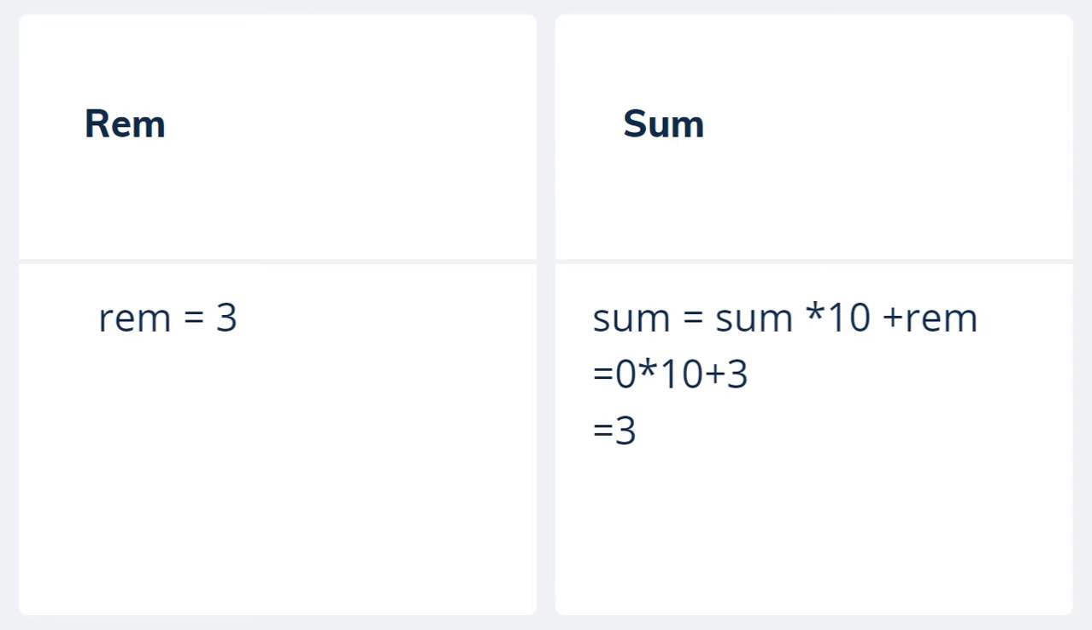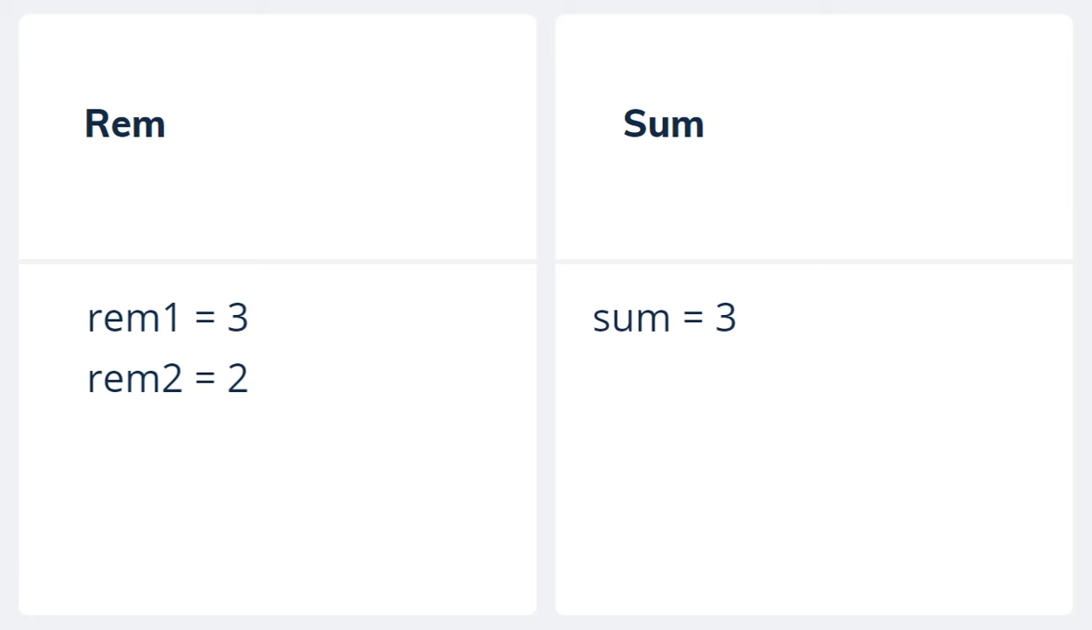So what we're going to do is sum equals sum times 10 plus the remainder, right? Sum has an initial value of 0, so 0 times 10 is 0, and we add the remainder, that's 3. So sum has now changed from 0 to 3.